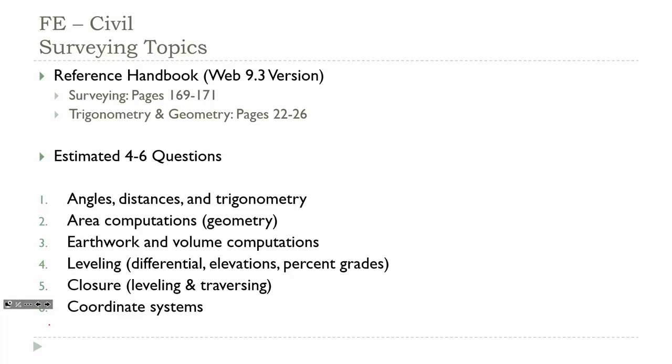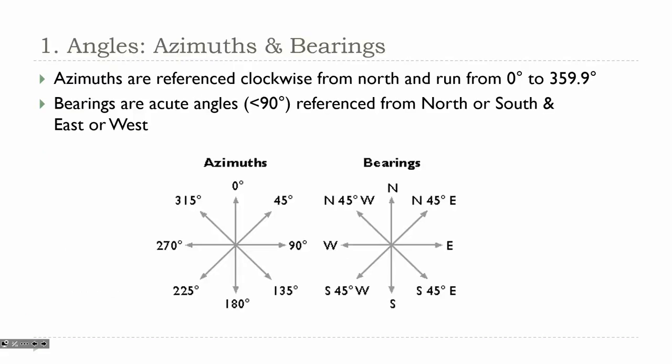So the portions of the reference handbook in version 9.3 that are relevant to surveying: you have the main surveying section that's embedded within the transportation section on pages 169 through 171. But if you want the basic trig functions and the geometry functions for finding area and things like that, you have to go back to the math section, pages 22 to 26. There's an estimated 4 to 6 questions, and these are the topic areas defined by the NCEES related to surveying. We're going to talk about the majority of these.